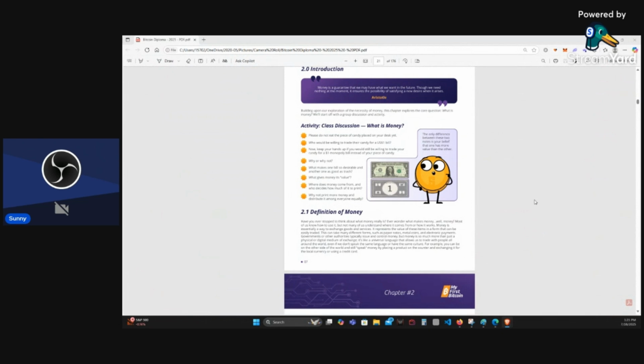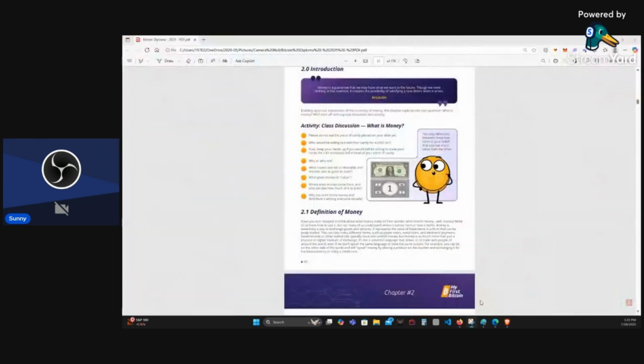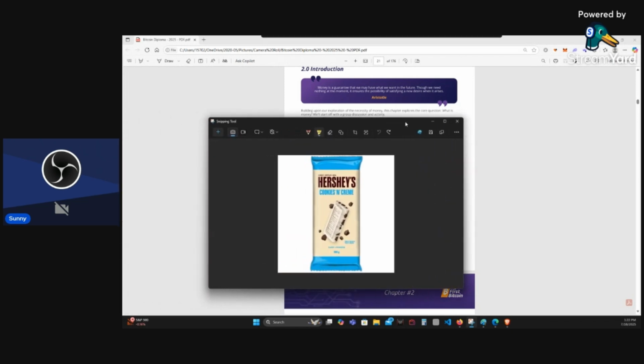Let's just go ahead and get right into the activity. So I'm going to go ahead and pull up a piece of candy because I know you guys want it. Just kidding. But I'm going to pull up a piece of candy and we're going to talk about what is money. I definitely want it because this is my favorite candy bar. This is why I chose it.